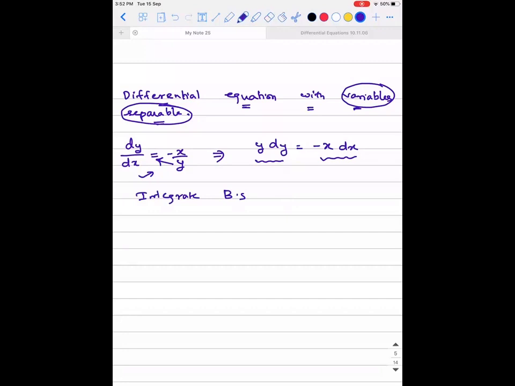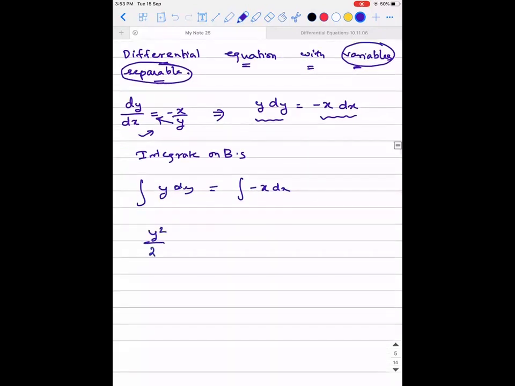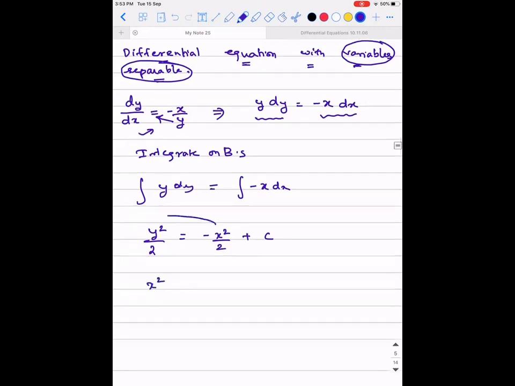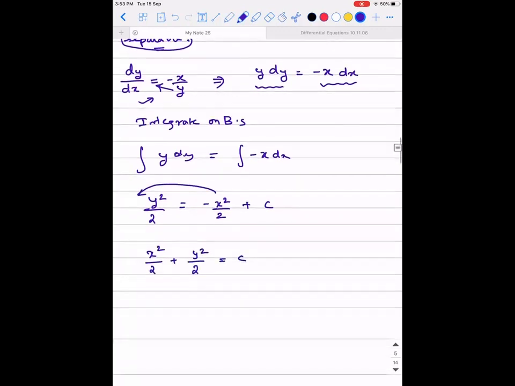Integrating on both sides, that's it. So when you integrate on both sides, what do you get? Integral of y dy will be equal to integral of minus x dx. So integral of y dy is how much? y square divided by 2 is equal to minus x square divided by 2 plus, since you are doing indefinite integration, we will require a constant. Are you guys able to understand this point? If I take the constant as c itself, then bringing minus x square by 2 to this side, it becomes x square by 2 plus y square by 2 is equal to c. Accepted? So this is x square plus y square is equal to 2c.